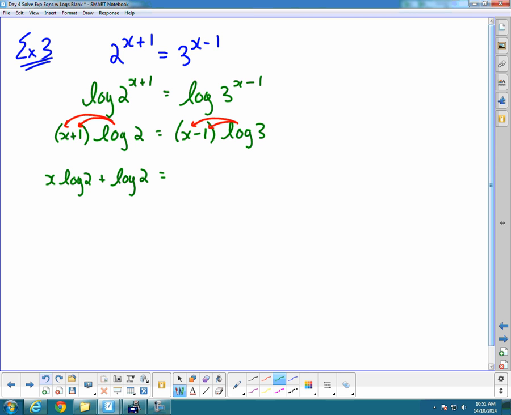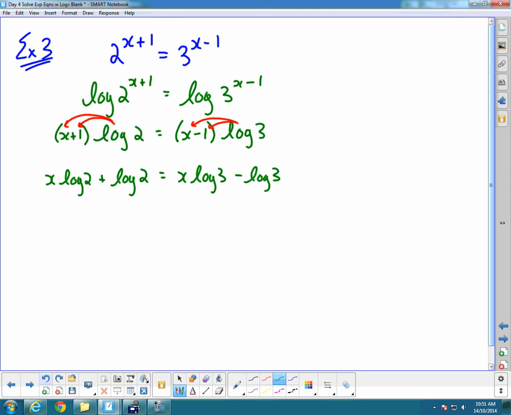Rainbow the log 3 in, we'll have x log 3. Because we're just multiplying, and then multiply by negative 1, of course, this is going to be negative log 3. So since log 2 is just a number, we're rainbowing it in. Normally that number we'd put in front of the x, but remember, we like to have the number after the x in this case, so there's no confusion as to what you're taking the log of.